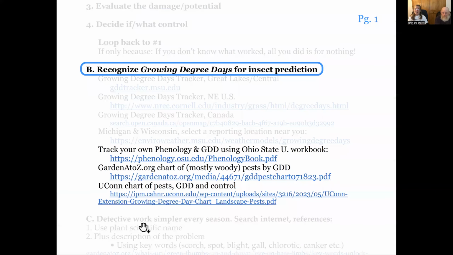So recognize those growing degree days and understand that things are going to happen based on plant development and growing degree days, not the calendar. Ohio State even gives us a really cool little workbook if you want to figure it out for your own yard. We gave you a chart; it's mostly woody pests because that's where most of the research has been done. But we gardeners watching in our own yards are developing the other part of it.